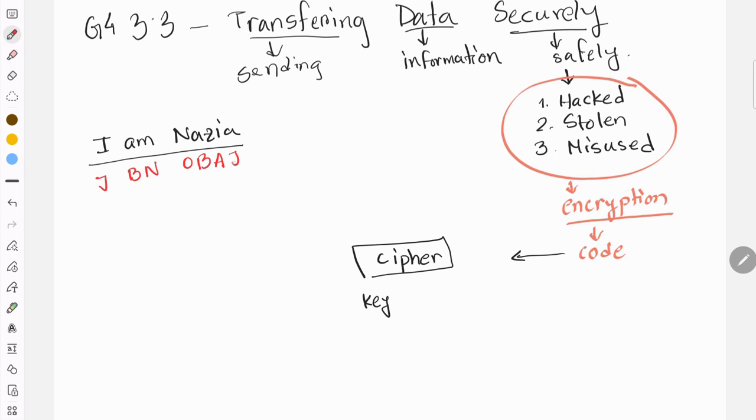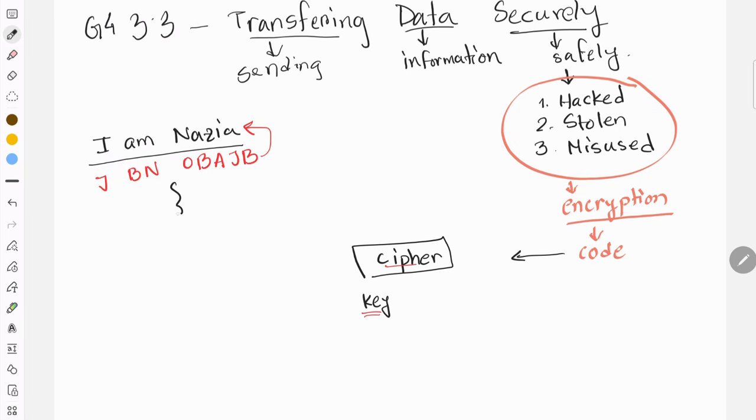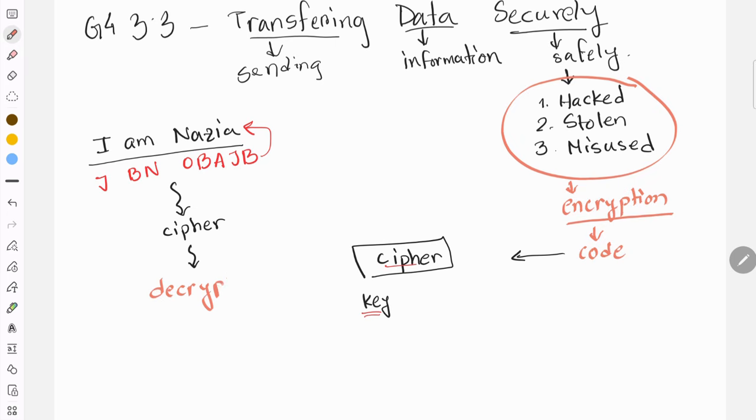Now, only my friend knows the key or the cipher to break this message into the original correct message. No one else knows this cipher. So anyone on the internet will not be able to break my message. That is why the cipher is important to break down the encrypted message. Now, whenever you are breaking down an encryption with a cipher, this process is called decryption.